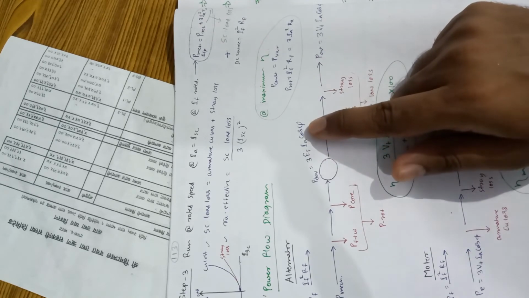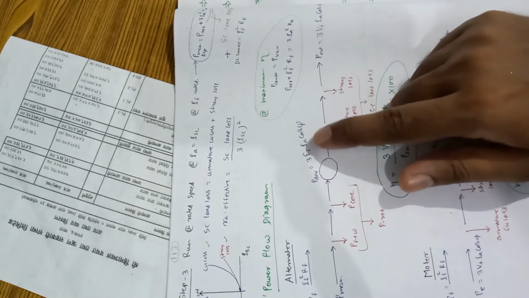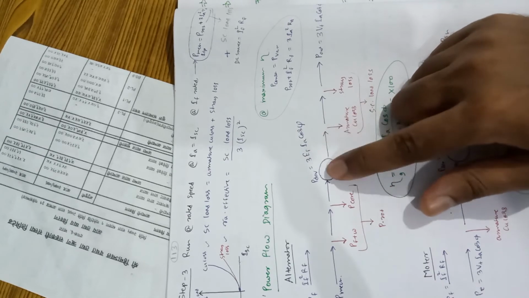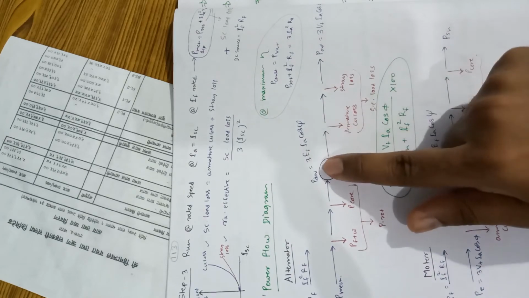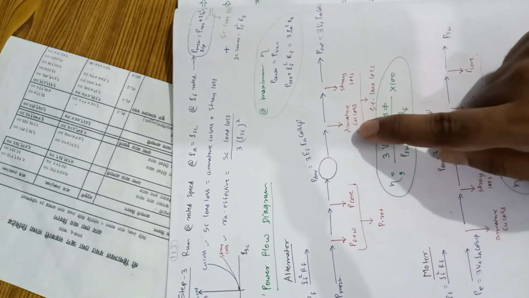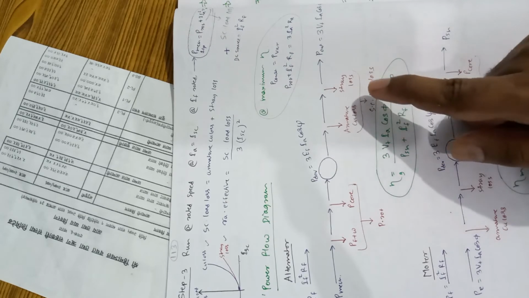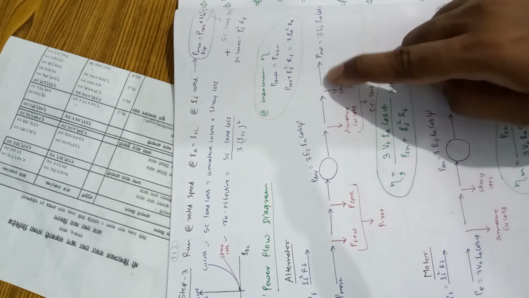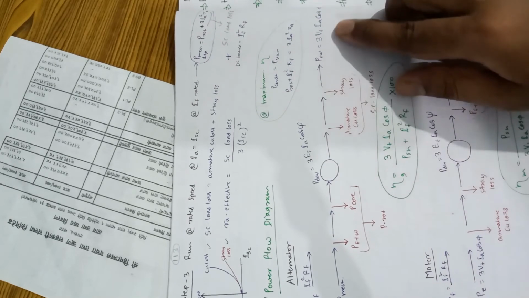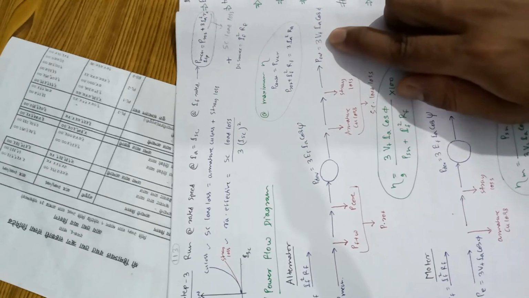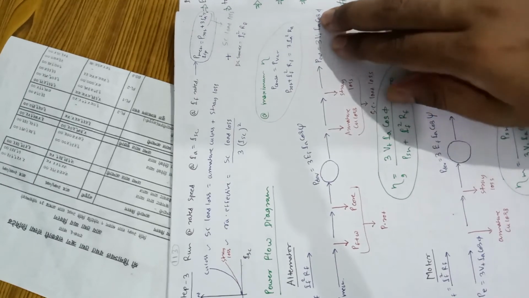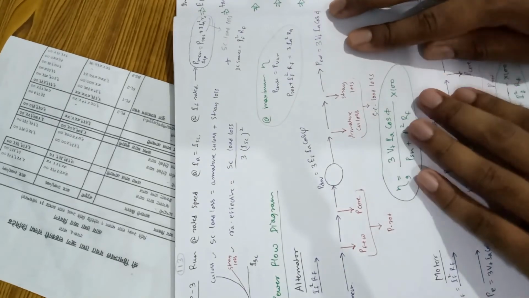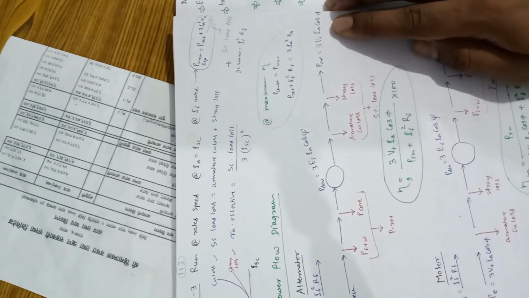3 EF IA cos psi. This psi is the angle between EF and IA, the internal power factor angle, we know very well. This is power developed, and from the developed power there will be armature copper loss and stray load loss. This is also called short circuit loss. After this, whatever power is obtained at the terminal will be 3 VT IA cos phi, where phi is the external power factor angle.